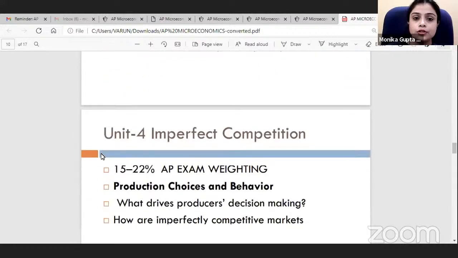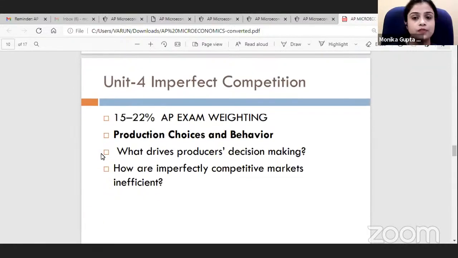Now, the fourth unit that we are going to talk about is imperfect competition. With perfect competition, we have discussed the market structure where allocative and productive efficiency is always there. But in reality, it does not happen. There are many market structures. If I talk about monopoly, monopolistic competition, or oligopoly, these are not considered efficient enough. There are some inefficiencies always involved in them.